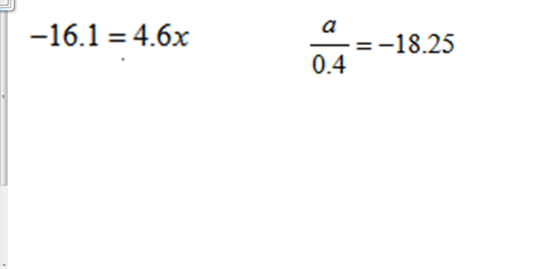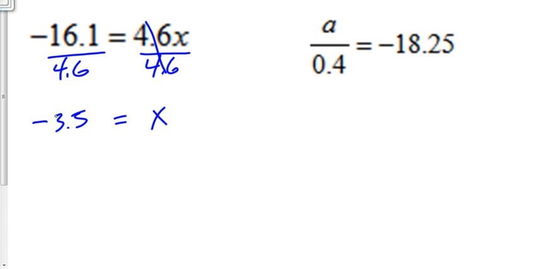Okay, now that you worked that problem out, 4.6 is our coefficient. We need to divide both sides by 4.6. That'll allow us to cancel our 4.6, and we can bring our x down. We have a negative here and a positive here, so we're going to have a negative number down here. And if I just take 16.1 and divide it by 4.6, that's going to give me 3.5. So negative 3.5 should be my answer.